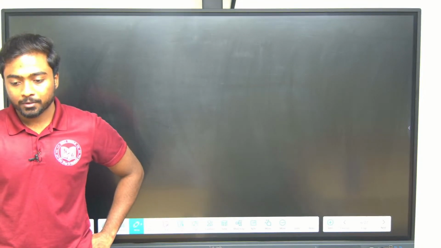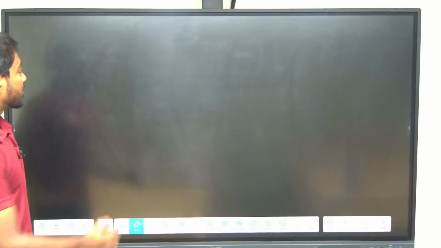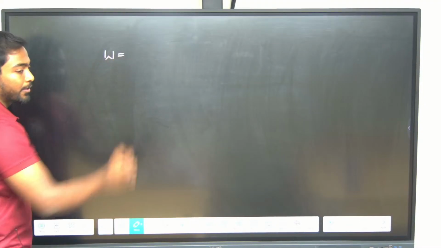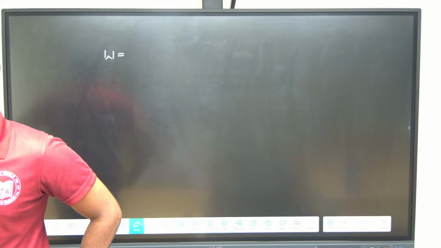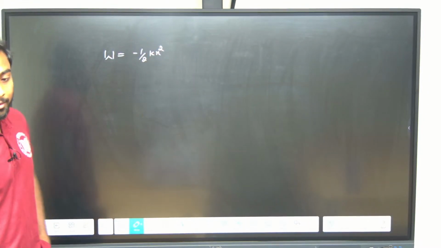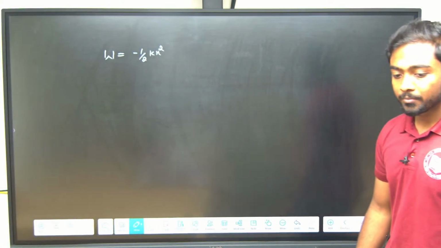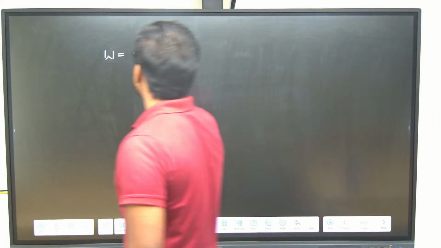And spring force. So the formula is W is equal to minus 1 by 2 kx square, where k is the spring constant. So this is the work done formula.